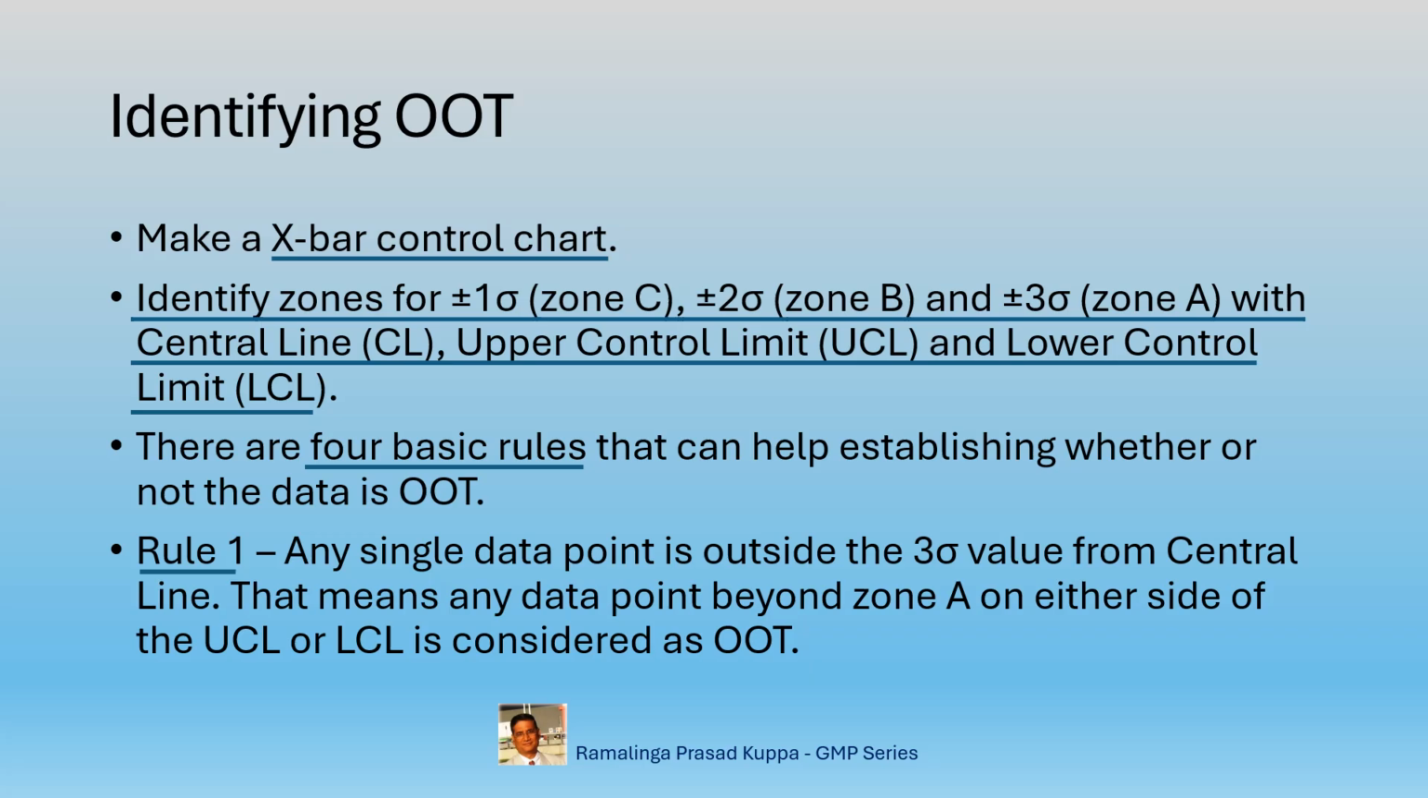Rule 1. Any single data point is outside the 3 sigma value from central line. That means any data point beyond zone A on either side of the UCL or LCL is considered as OOT. Simple graphical example for this rule 1 is given in the upcoming slide.